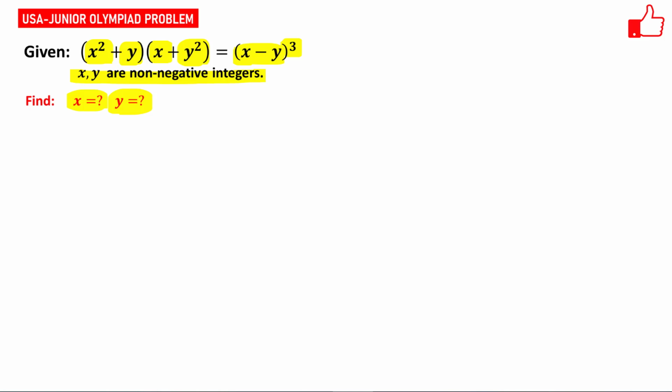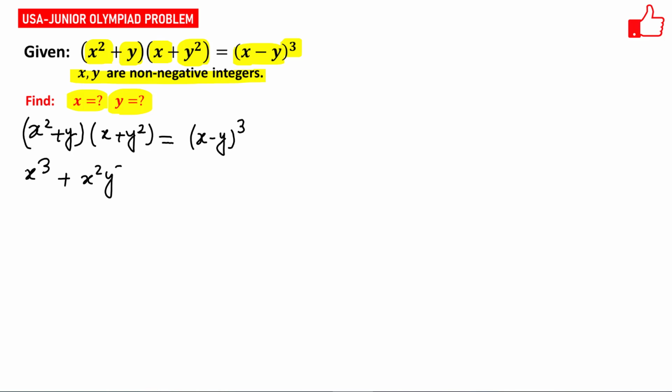So let us try to first expand the given equation. You have (x² + y) multiplied by (x + y²), and this is equal to (x − y)³. If you multiply, you will have x³ plus x²y² plus xy plus y³, and this side you will have (x − y)³.